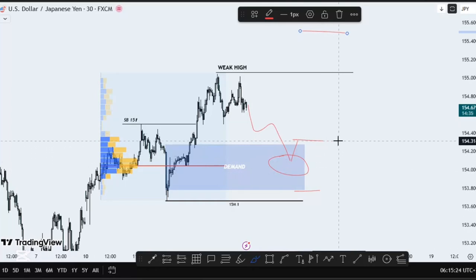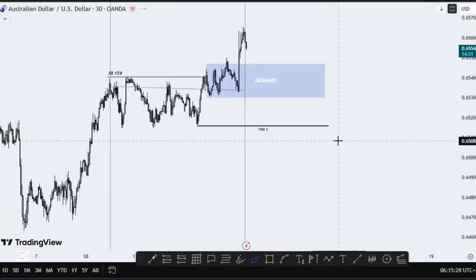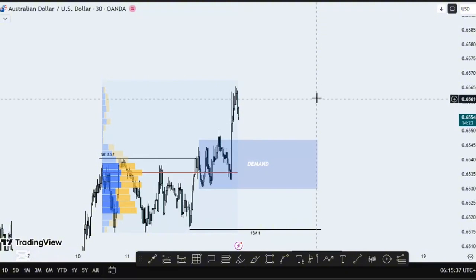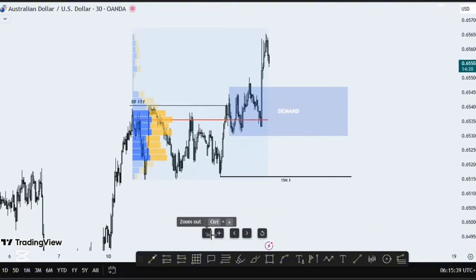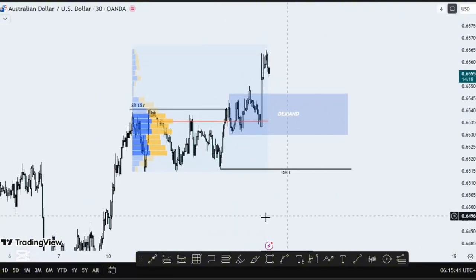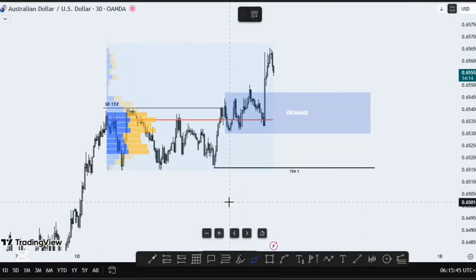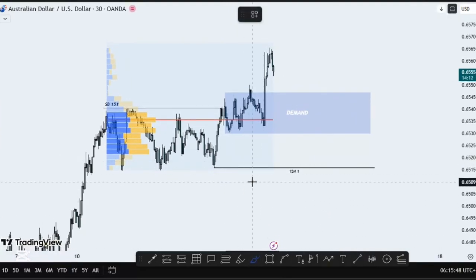Okay. Now that's it for USD/JPY, let's go ahead and see what's happening on the AUD USD. When it comes to the Aussie dollar, it's been bullish as well. It's been strongly bullish. But when it comes to setups, it hasn't been giving us valid setups. So that's why I have been into the USD more than the Aussie dollar.